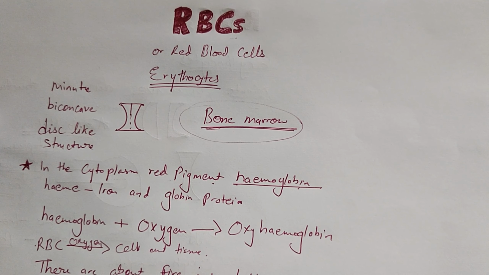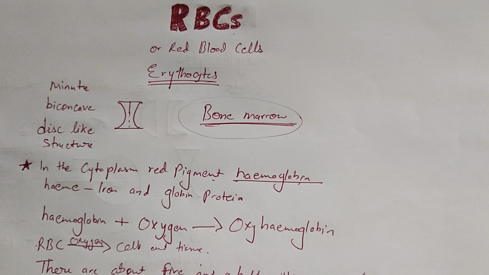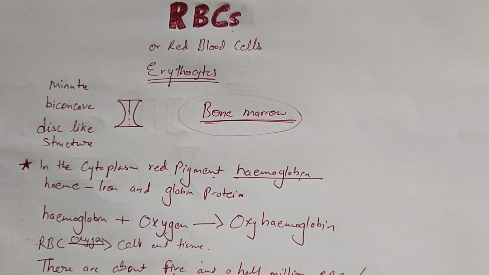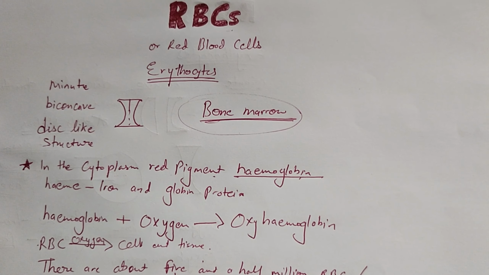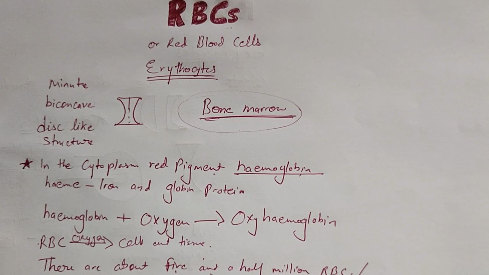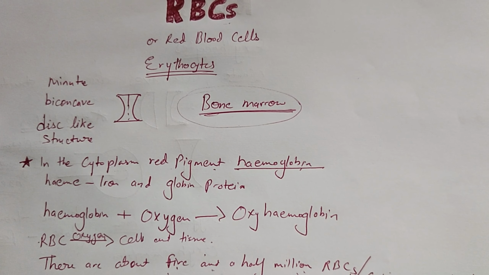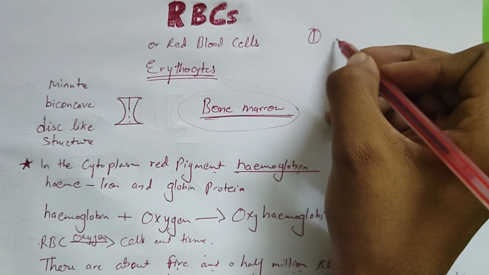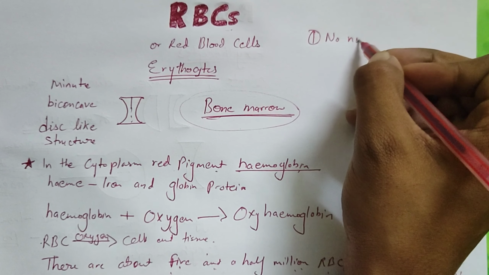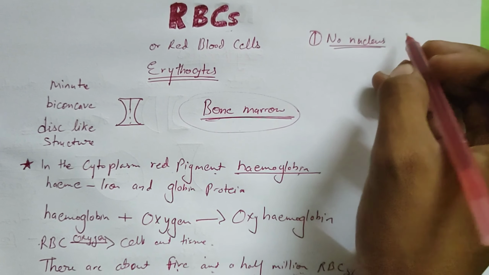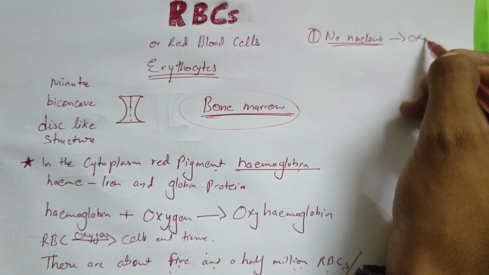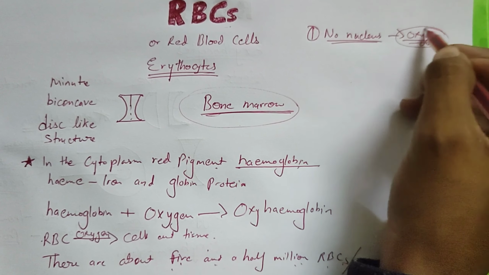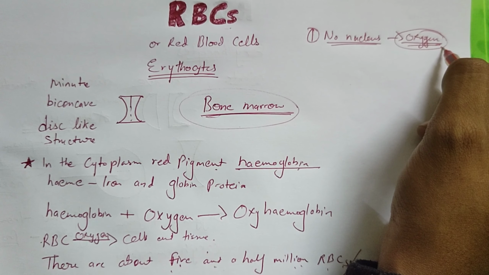By now you might have a great idea about the RBC cells. Now, if you ask me why only RBC cells supply oxygen, there are multiple reasons. First of all, it doesn't have a nucleus, no nucleus. So the surface area for oxygen to enter the cell is more. The surface area increases for the absorption of oxygen.